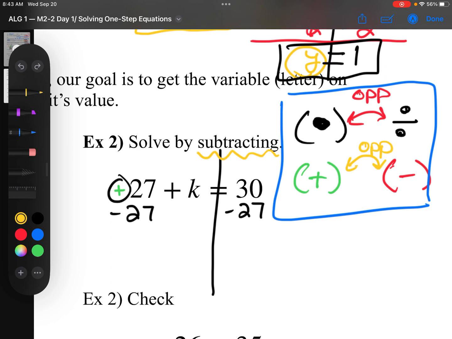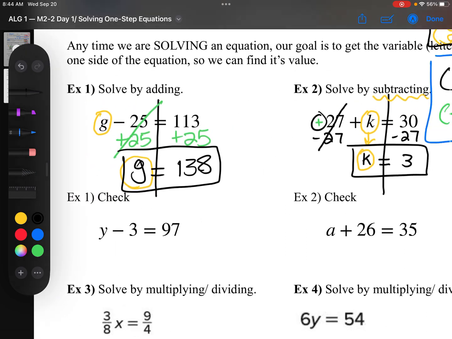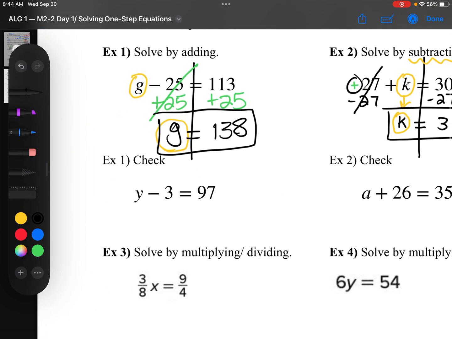So at the end of the problem, I want to know what k is equal to, okay? So if I take away 27 from this side, that's going to cancel out. And then 30 minus 27 is equal to 3. The k will come down in the problem. And if we're left with just k on one side, then we know we're done. K is equal to 3. Okay? We're going to go ahead and do the check for example 1 and example 2.